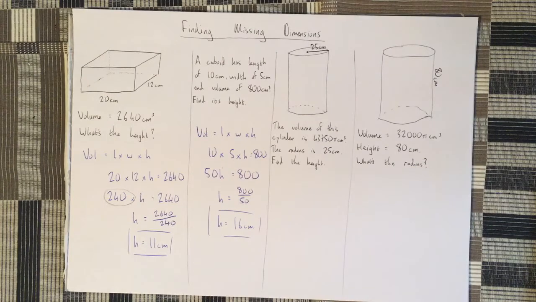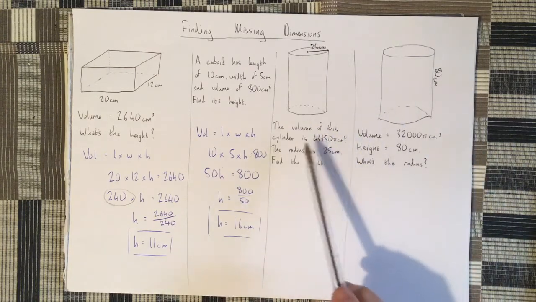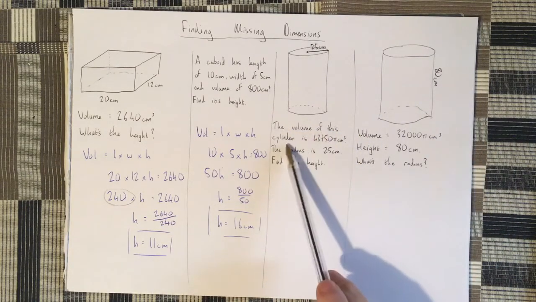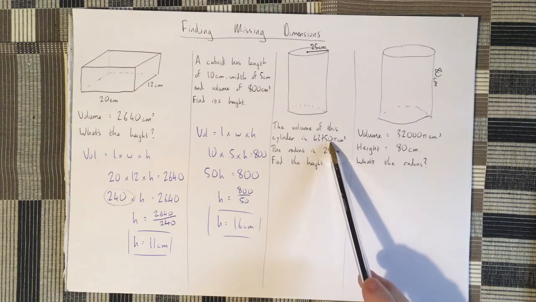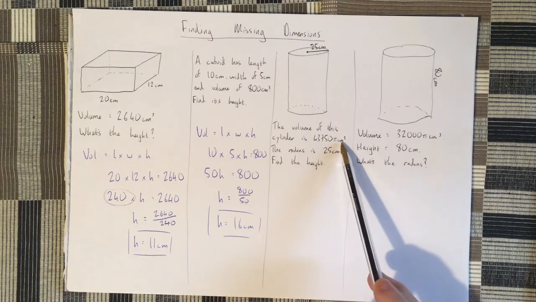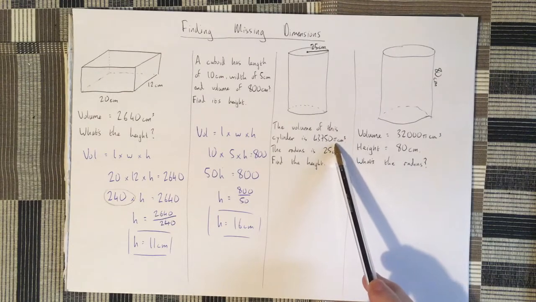All right, so just on to two examples with cylinders. These will be ever so slightly different because I'm looking for different things in both. So first one here, the volume of this cylinder is 43,750 pi centimeters cubed.